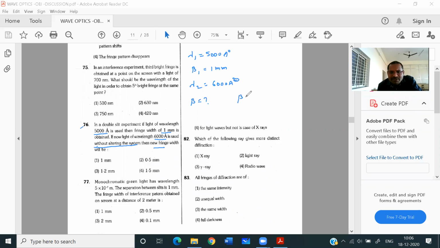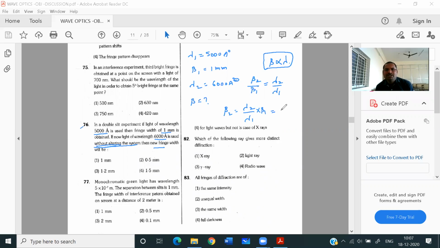Yes, we know the fringe width formula, beta is equal to lambda capital D by small d. Here they are saying without altering the system, which means capital D and small d remain same. That means beta is directly proportional to lambda. Point understood? So we can write beta 2 upon beta 1 is equal to lambda 2 upon lambda 1. We need beta 2. So beta 2 is equal to lambda 2 by lambda 1 into beta 1.